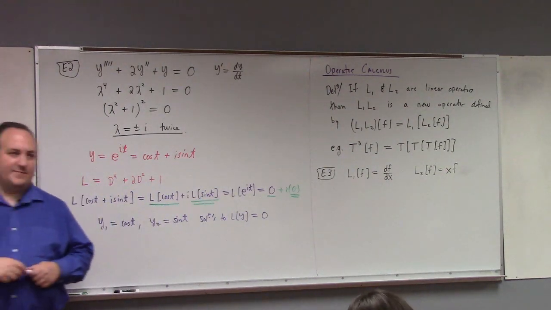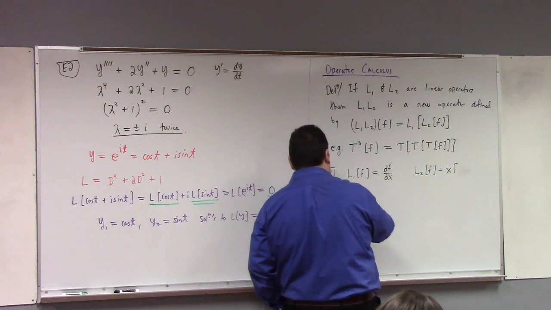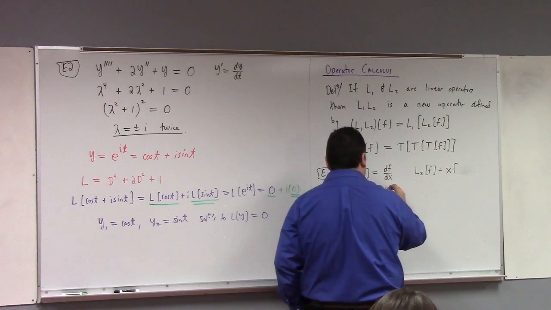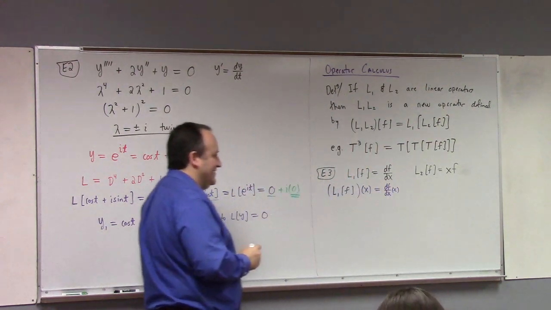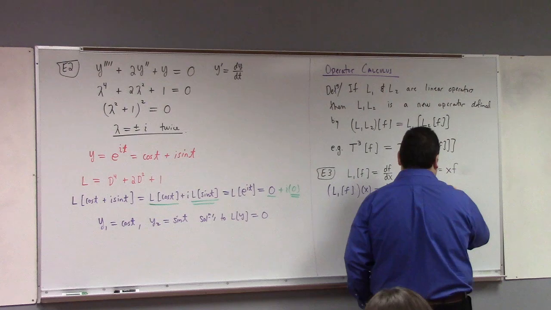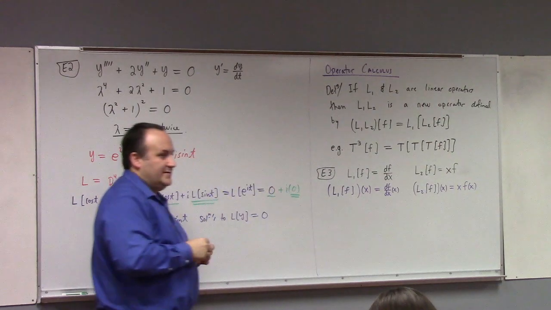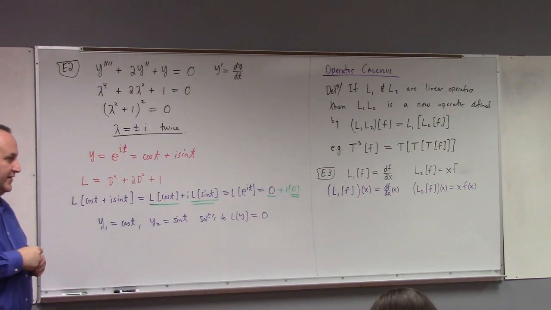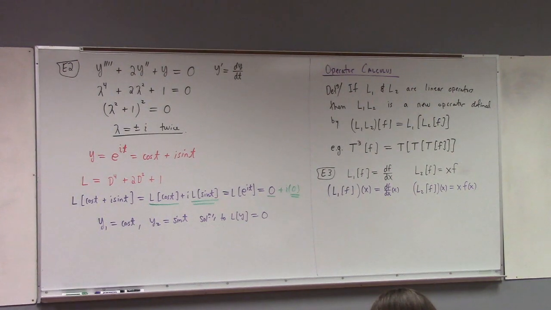Here, let me show you the completely mathematically rigorous but pedantic way of writing this. I could say L1 of f as a function of x is equal to df dx of x. There you go. Do you feel enlightened? L2 of f at x is equal to x times f of x. There you go. That's precisely what's meant by those black equations above. So let's calculate L1 L2 and L2 L1. Let's see what happens.